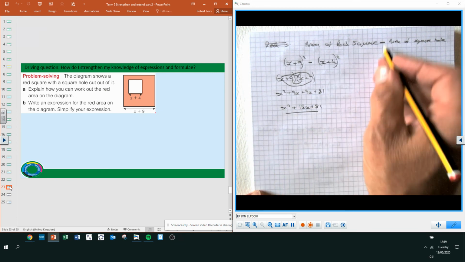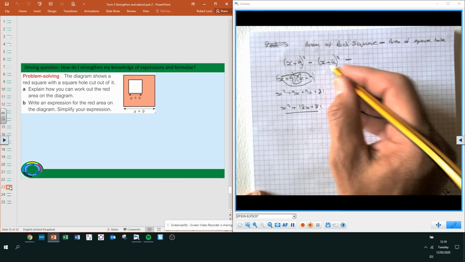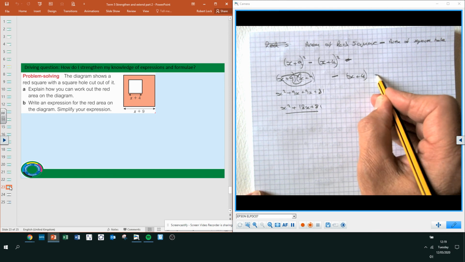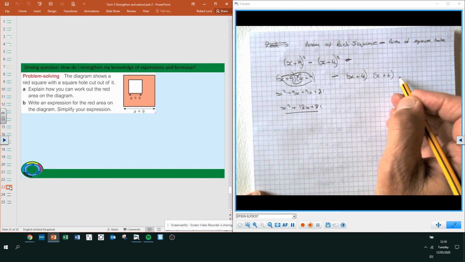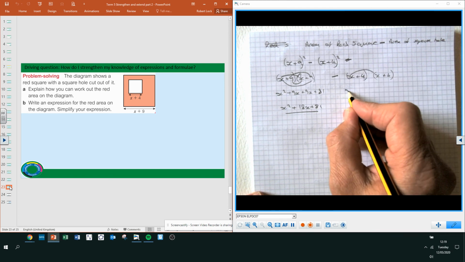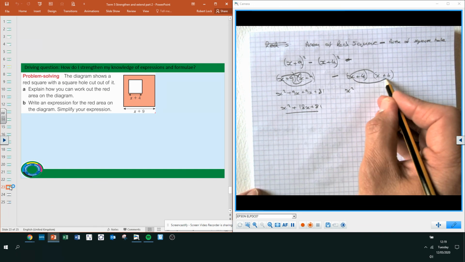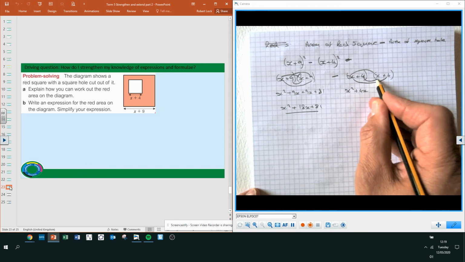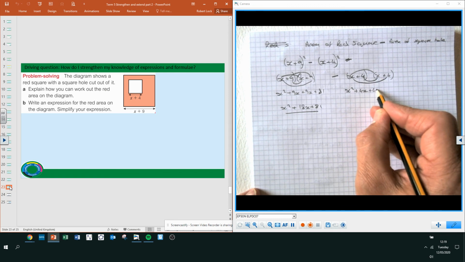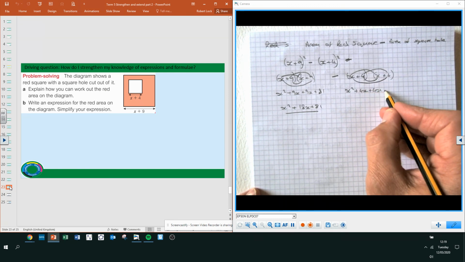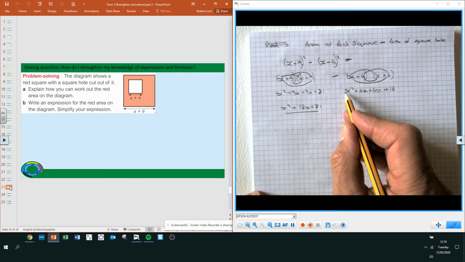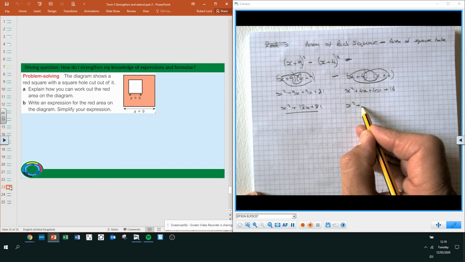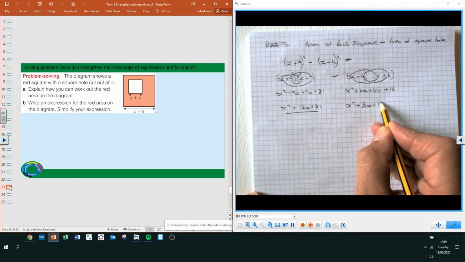That's that side done. We're taking away this. X plus 4 bracket, x plus 4 bracket. Same thing again. So x times x, x squared. X times 4 is plus 4x. 4x again plus 4x. And 4 times 4 is plus 16. Simplifying through, x squared plus 8x plus 16.